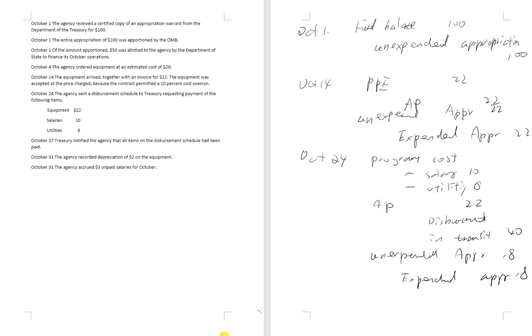And in the proprietary work, we also need to record the payment, right? Because it was a disbursement in transit. Now we're going to reduce our wallet, the fund balance, right? So we debit the disbursement in transit, 40, and we're going to reduce our wallet, the fund balance. All right.